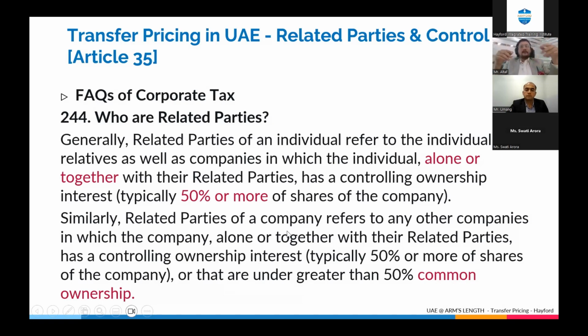But then again, that article says another very interesting thing. There may not be a 50% rule applicable, but one party may be able to exert control on the other party by virtue of a covenant, memorandum of association or any other legal instrument. If that is established, even without the 50% rule, these two parties will be seen as related parties. So I hope this clarifies.